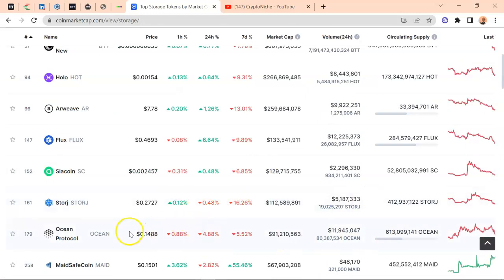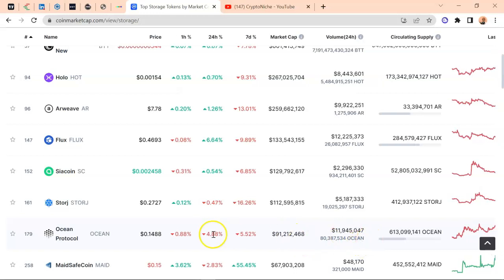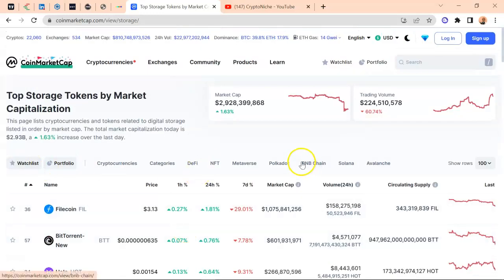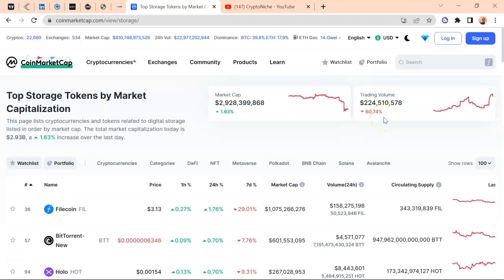I got out of Ocean Protocol some days ago, even weeks ago. I'm no longer interested in it anymore. If you look at the trading volume of these decentralized storage projects, they've lost 60% of trading volume so far, and their market cap has even increased a bit, by 1.68%.